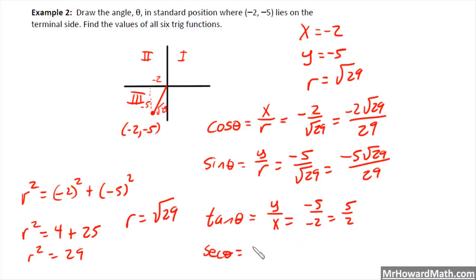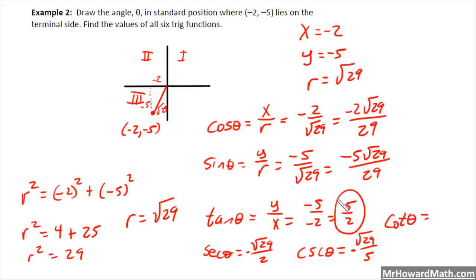All right, and then the reciprocal of cosine theta is secant theta. So that would be square root of 29 over 2, and it has to be negative. I just took the reciprocal of this right here. Cosecant theta is the reciprocal of sine theta. So take the reciprocal of that: square root of 29 over -5, so it has to be negative. And the last one, cotangent theta is the reciprocal of tangent, so 2 over 5. And that's it for example 2.